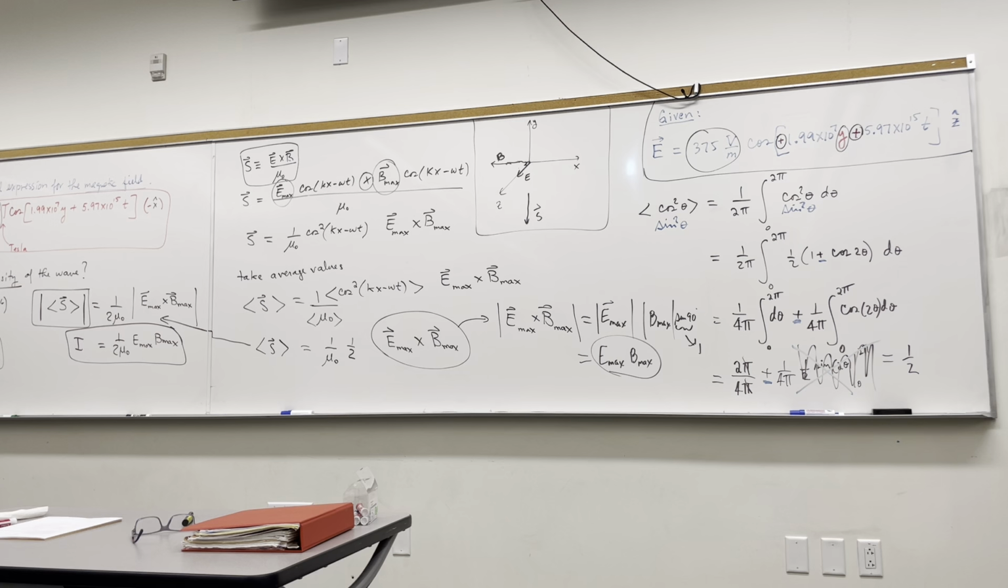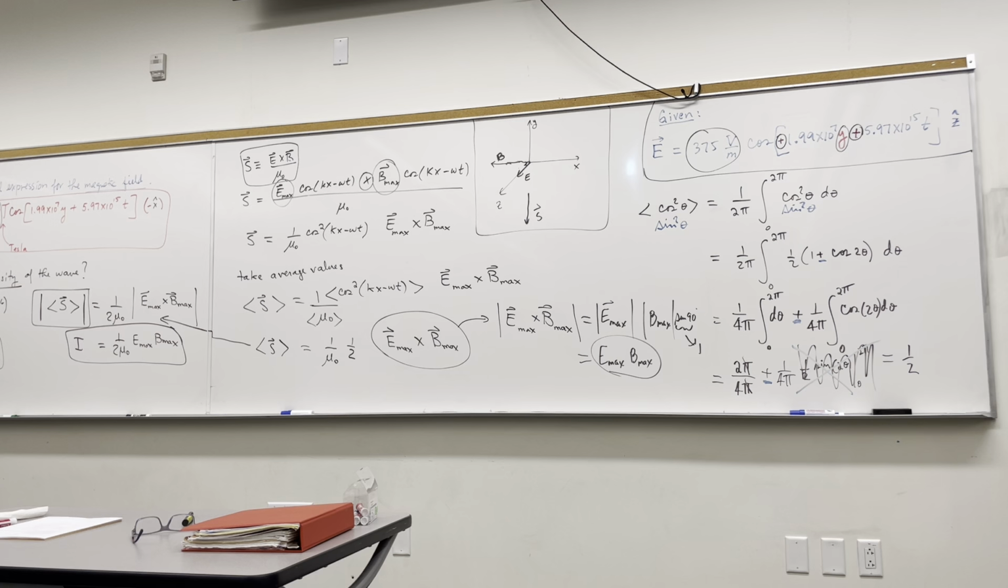What if I take the average value of this? The average value of the Poynting vector will be written like that. I'll use the bracket notation to mean average. Then this will be 1 over mu naught, times the cosine squared of kx minus omega t. I want the average value of that, and of the cross product, which is just a vector crossed with this other vector.